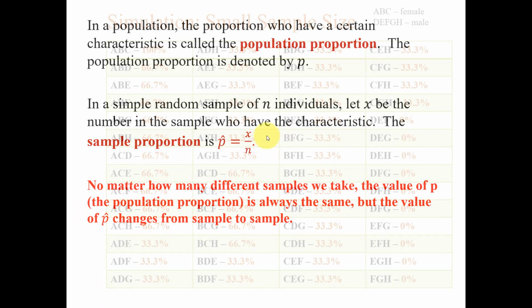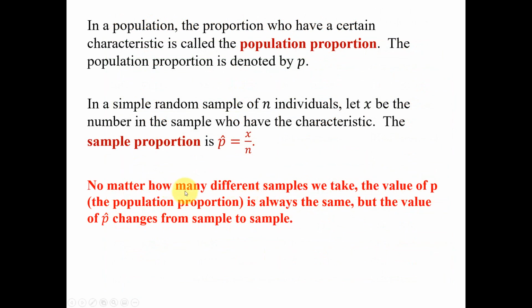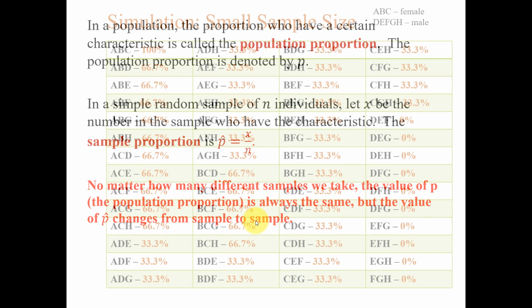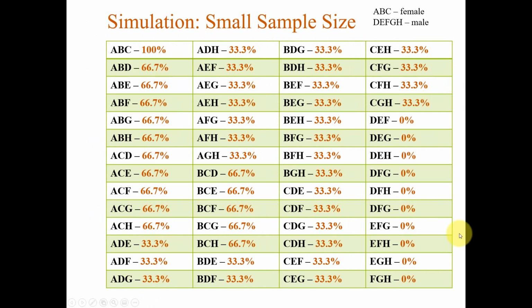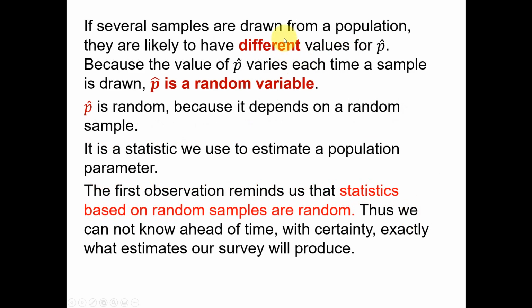So like on our previous example, our X here would be 1 and our N would be 3, because we have 1 female and 3 total. So no matter how many different samples we take, the value of P, the population proportion, that should make sense, always stays the same. But the value of P hat changes from sample to sample, and we can see that on the previous slide. It goes all over the place. It goes from 100, 2/3, 1/3 to 0. So if several samples are drawn from the population, they're likely to have different values for P hat.